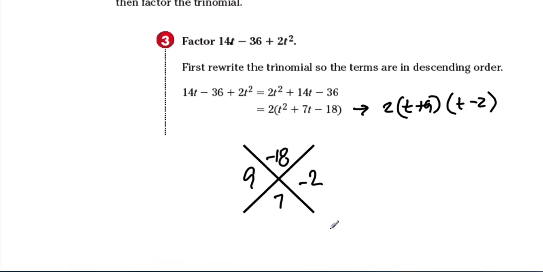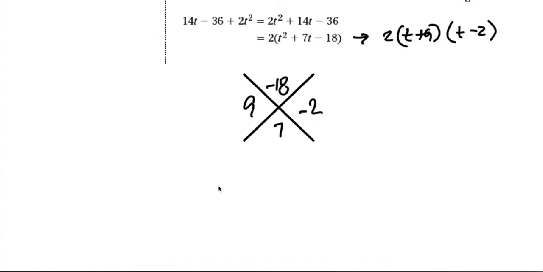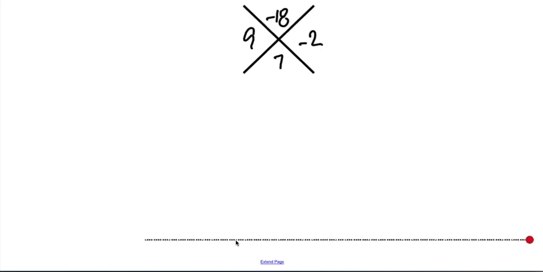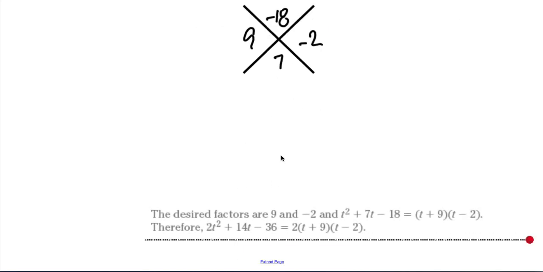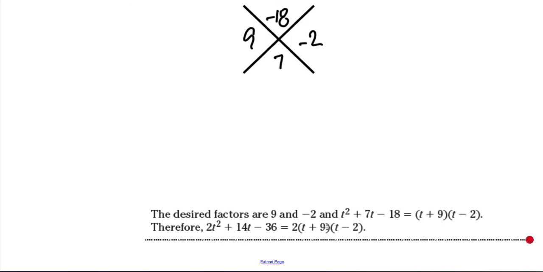So that is the factored form of 2t squared plus 14t minus 36. Okay, so that's the factored form of that. I can find it here. It's not written down. There it is. So the factored form is 2 times (t plus 9) times (t minus 2). Let's go to example number 3. Oh, sorry, example number 4.